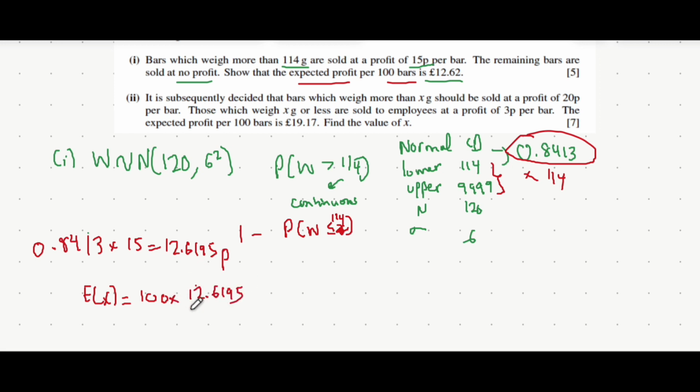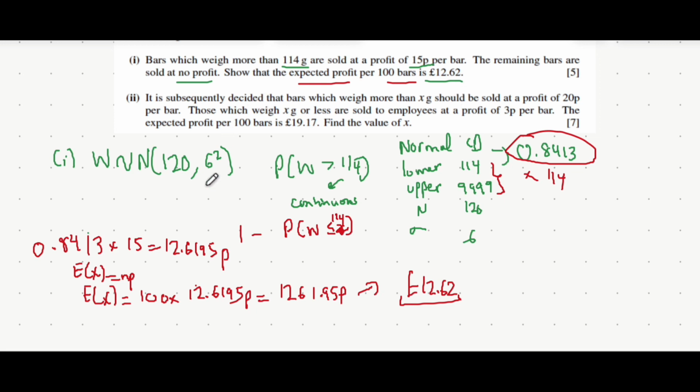12.6195. This is the binomial part of the question because in binomial distribution we use np to find the expected value. I'm not going to go too much in depth about that actually, that's a whole different topic. That equals 1261.95p, which you just divide by 100 to turn it into pounds. So that's £12.62 to 2 decimal places. Of course, currency in pounds should be to 2 decimal places, like it says in part 1.